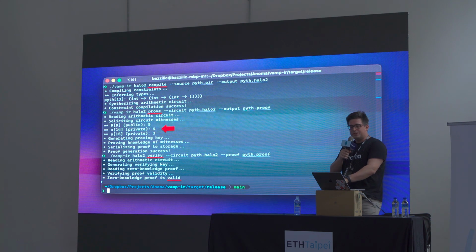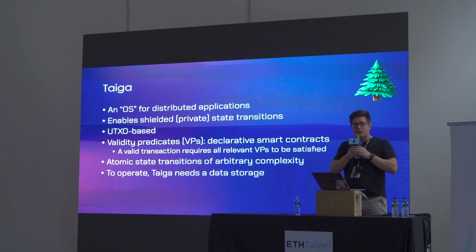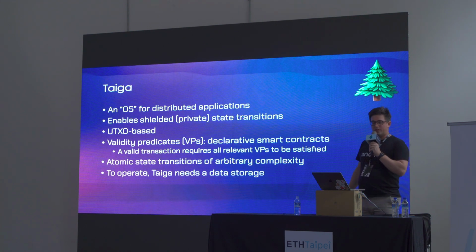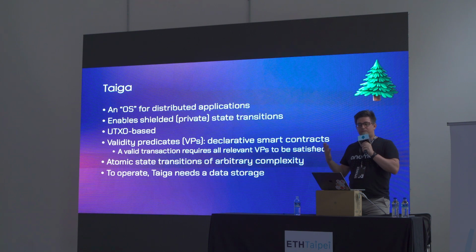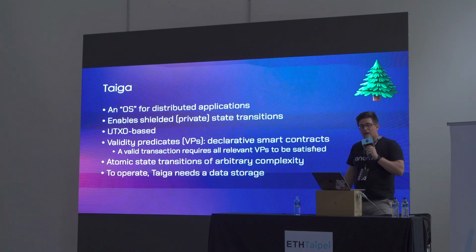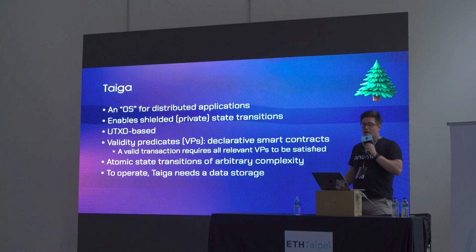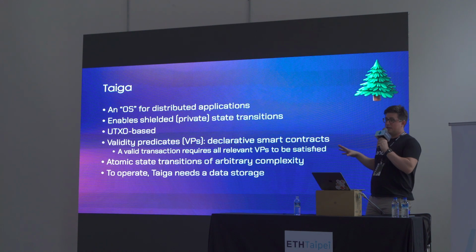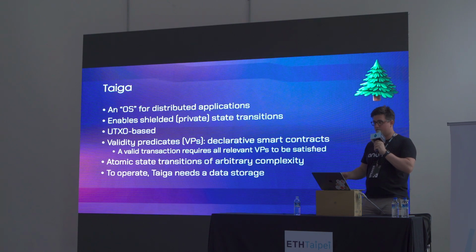A second component is Taiga. Taiga is something like an operating system for distributed applications that enables private, we call them shielded, state transitions. It is UTXO based. It relies on validity predicates, which are declarative smart contracts, and it can make atomic state transitions of arbitrary complexity. And to operate, the only thing that Taiga needs as an operating system for this application, it only needs a data storage to run on top of.